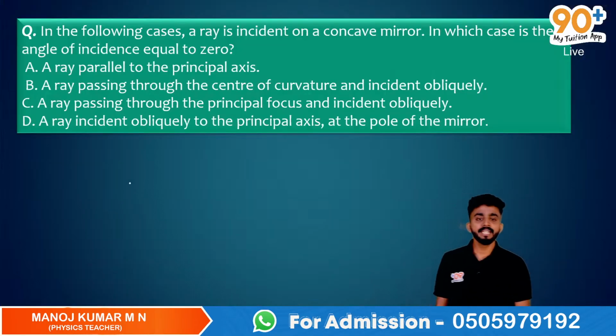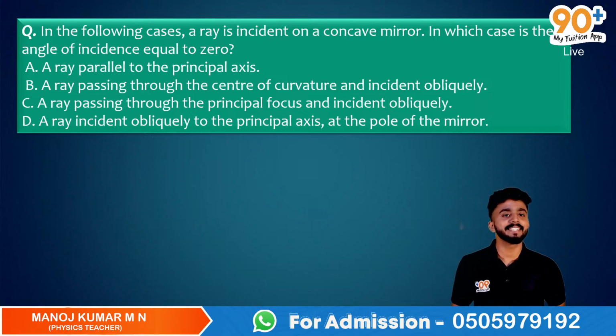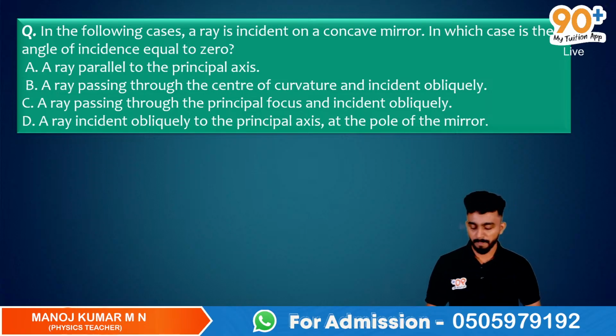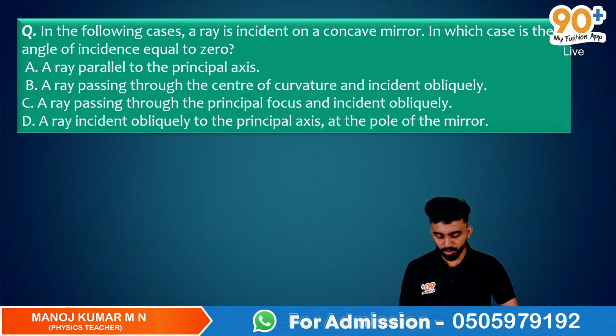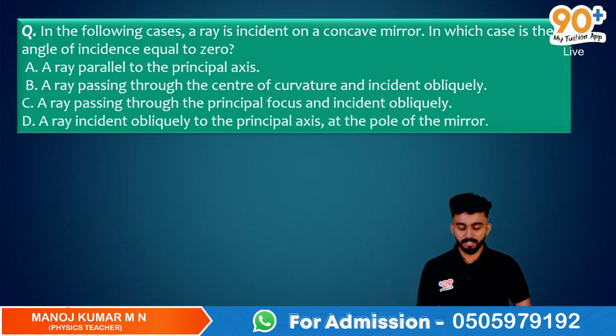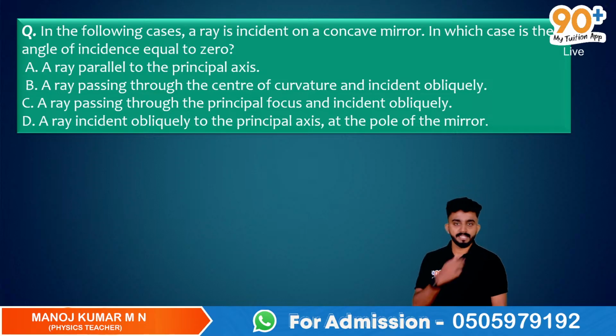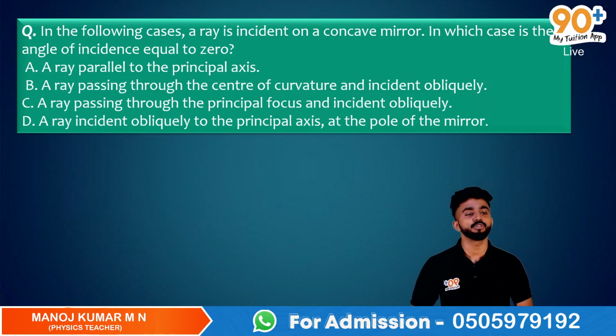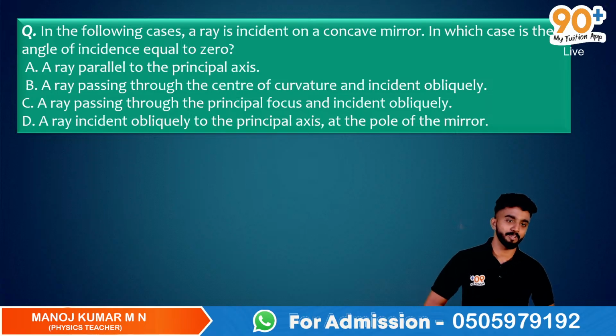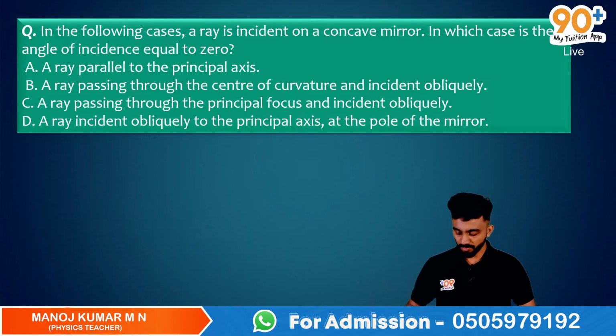In the following cases, a ray is incident on a concave mirror. In which case is the angle of incidence equal to 0? What do you think, guys? In which case is the angle of incidence equal to 0? Guys, you will get 1 minute to think, not more than that, or else I will answer. Quick, make it quick.